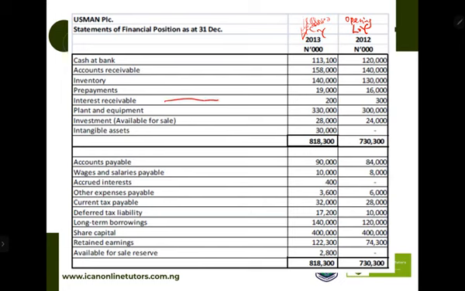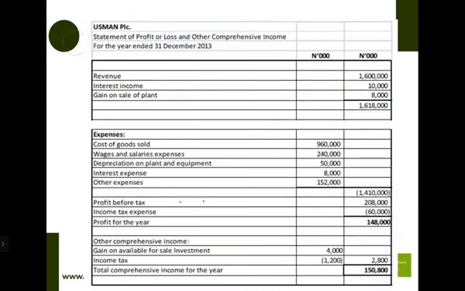Where is our cash received? Accounts receivable. For last year it is 140. For this year it is 158. What has happened? There has been a movement.